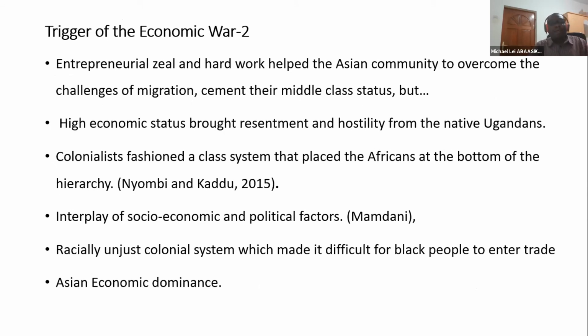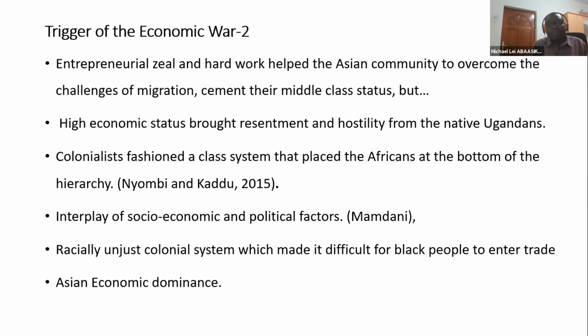The entrepreneurs, of course, the Asians, were hardworking people. And when the British saw that, compared to the indigenous Africans, they were favored by the British government to do the work because of their hardworking nature. So this brought in a bit of conflict with the locals, because it brought in something like favoritism, as the British were giving white-collar jobs to the Indians instead of the local people. The high economic status of Asians, of course, brought resentment and hostility from the native Ugandans. So this also was another source of conflict.